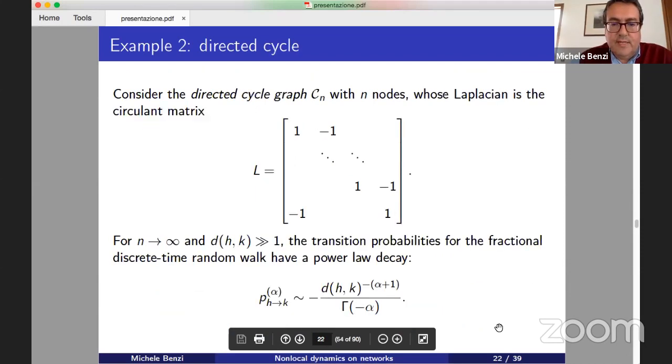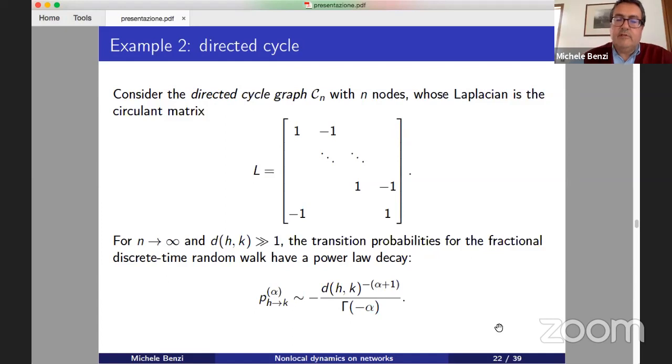We can also do this for the cycle graph. Now, when we get to the last node, we circle back to the original node. So this is a periodic type of process. And again, using the gamma function and some analysis, we can show that the transition probabilities decay like a power law.